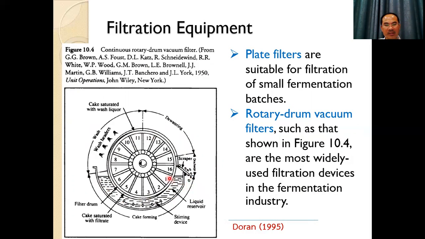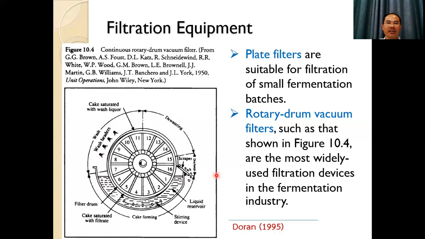The liquid can pass through, and the solid can deposit on this, and then it continually rotates: washing, dewatering, and then removing the solid. This is the rotary drum. We call it a continuous process. It is mostly used in industry. We have four sections: the first section is filtration, then washing, then dewatering, and the last one is removing the solid, so that we can use this filter continually.